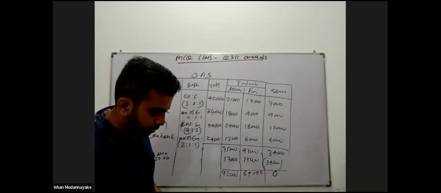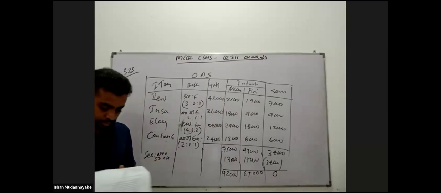Answer for question number 325A. The total overhead cost of the assembly department after secondary apportionment is 92,000. The overhead cost of the finishing department after secondary apportionment is 64,000.